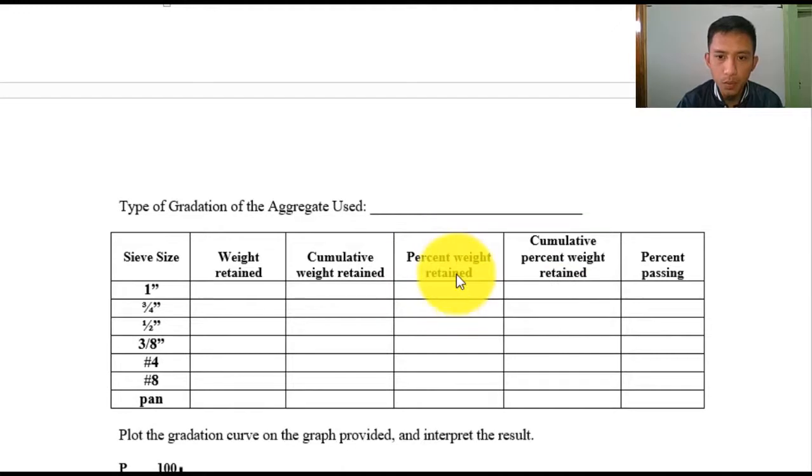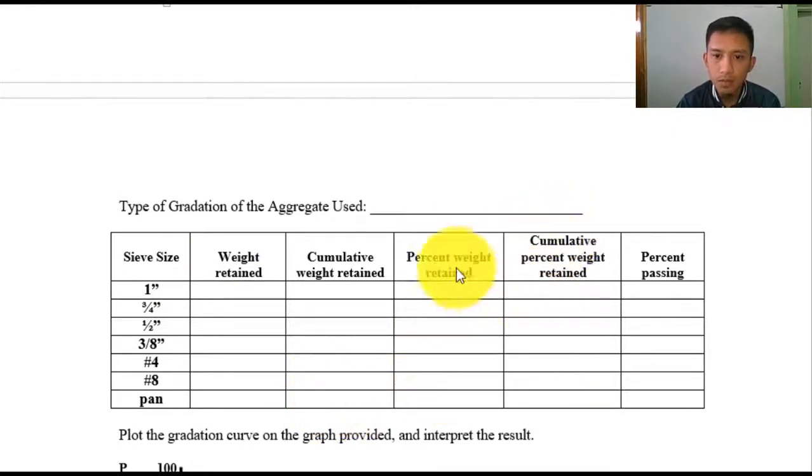As for percentage weight retained, by the way, this is discussed in your lecture. Percentage weight retained is just the percentage of what is remaining on an individual sieve in ratio to the total. Okay, so that is the percentage.